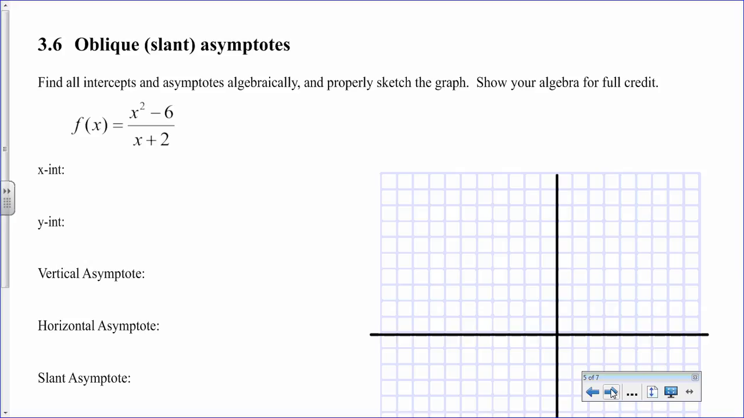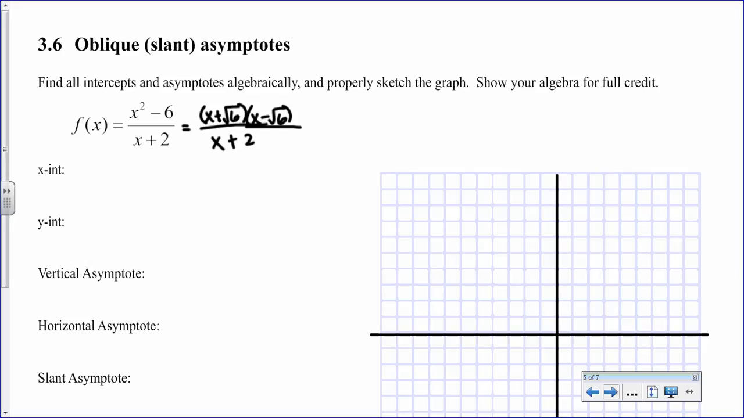Okay, x-intercepts. Those are zeros of the numerator. Well, my numerator is not difference of squares, but I can factor it like difference of squares. So we talked about this a couple days ago. So I have to just leave it as radical 6, since 6 is not a perfect square. So x plus square root of 6, x minus square root of 6. That does not cancel with your x plus 2 on the bottom.